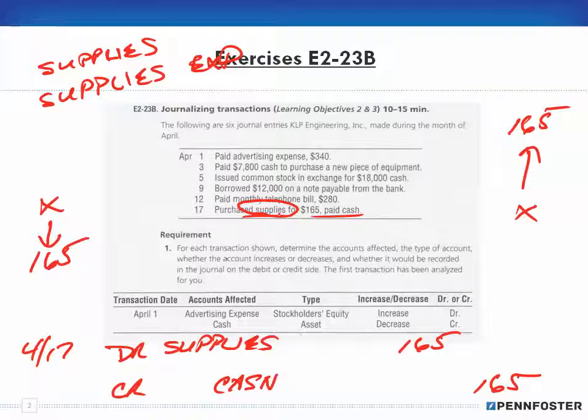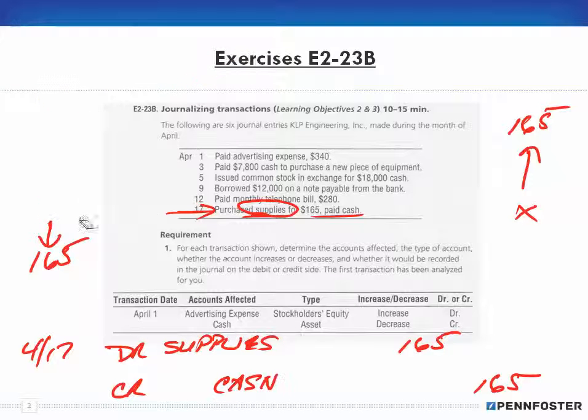resell them, well then I'm going to own those supplies until I resell them. But if I'm buying supplies that I'm using in the operation of my business, well, that's going to be supplies expense. So you have to think about the context of the transaction to determine what category you're going to look at and then choose the proper general ledger account. Okay.